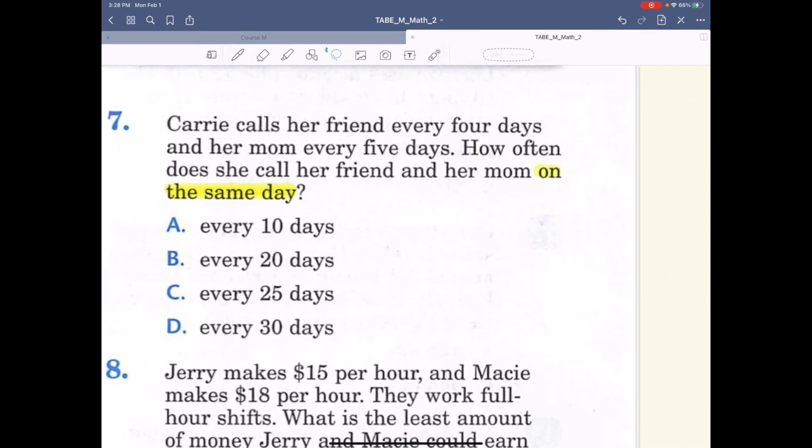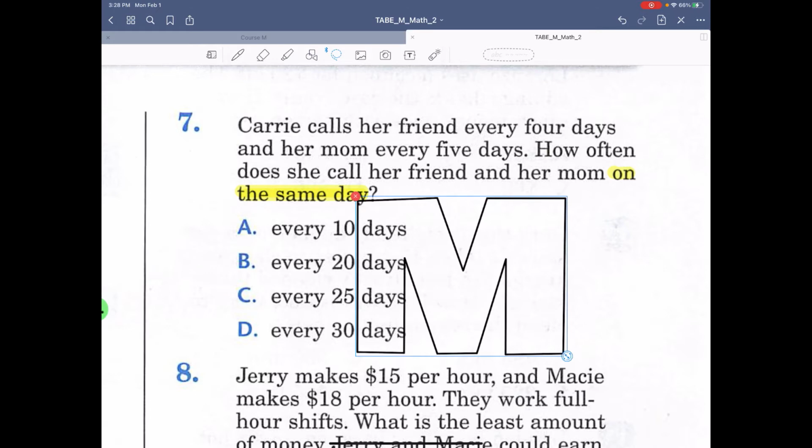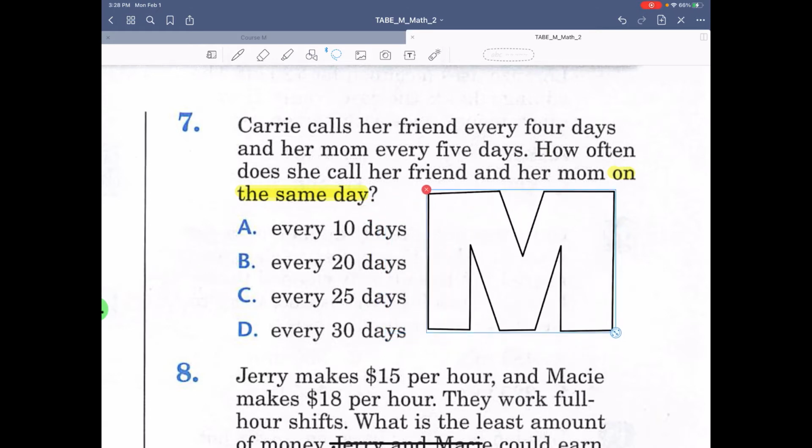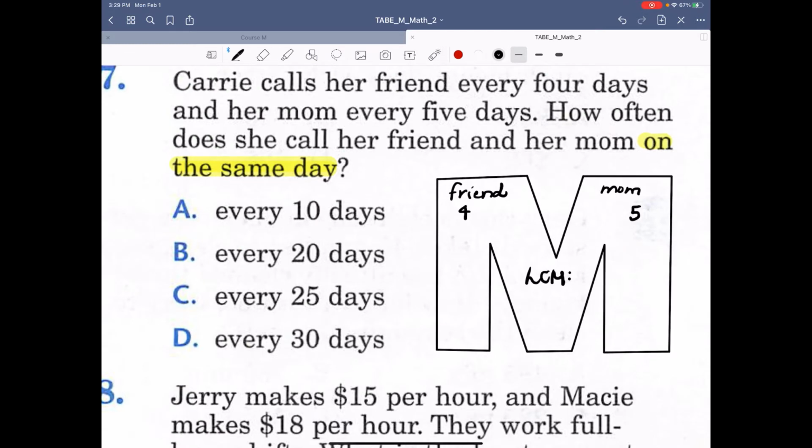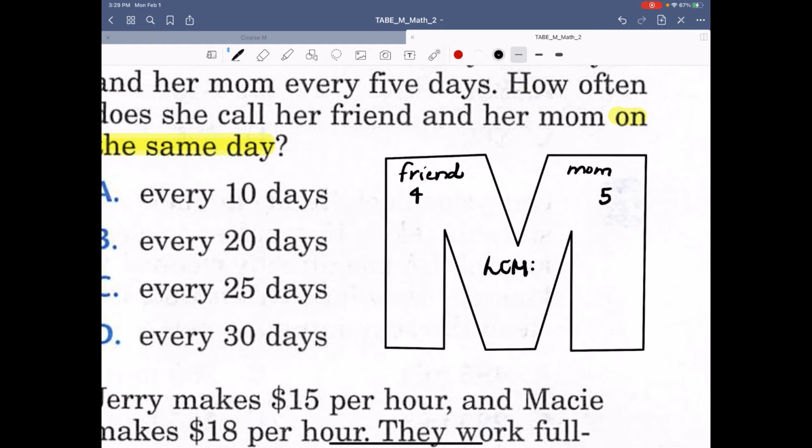So in your notebook, this is how I showed you to do those. You don't have to draw the M if you don't want to, but that's the memory piece that goes with this problem. So we have her friend on one part of the M, which is every 4 days, and her mom is every 5 days. And we want to know when she will call both of them on the same day.